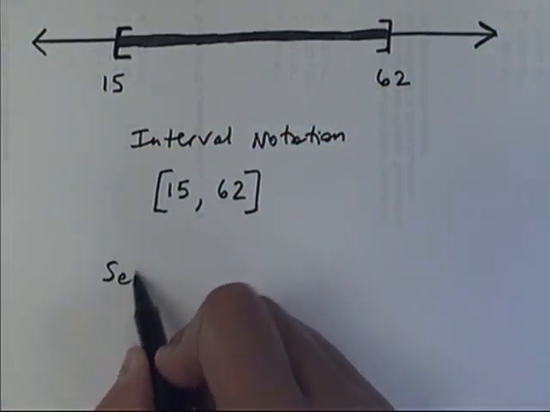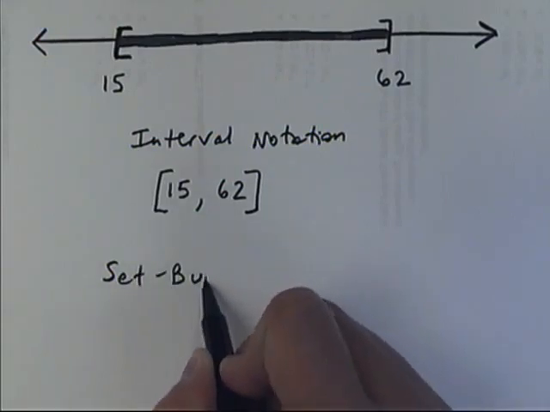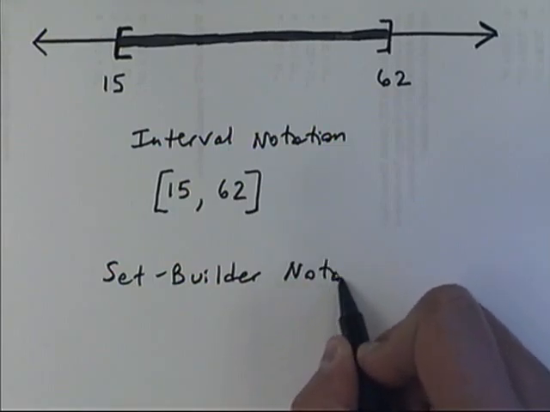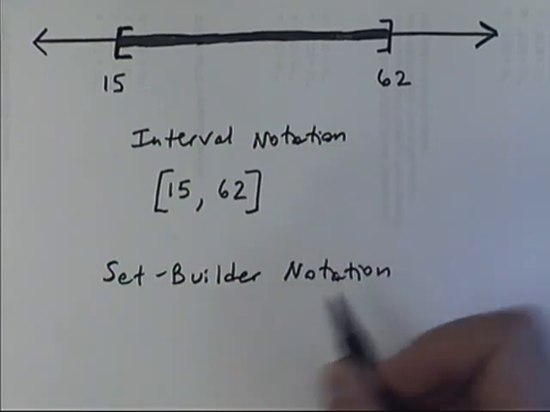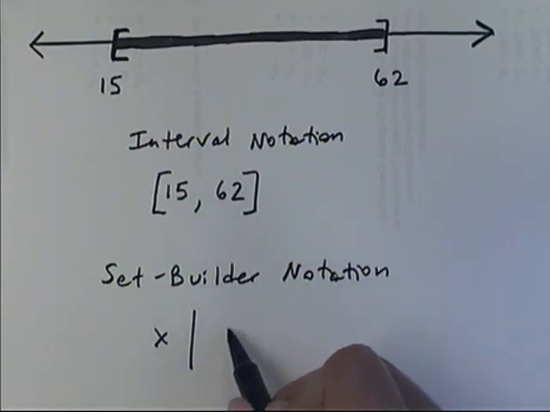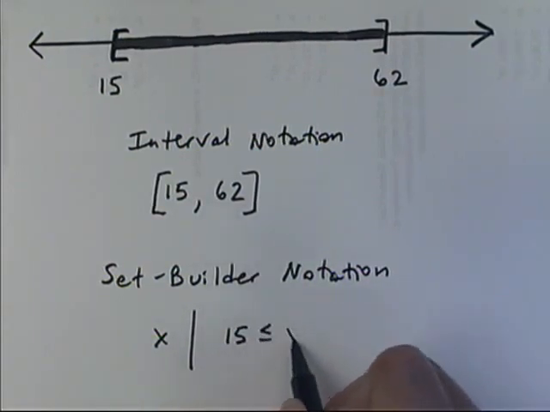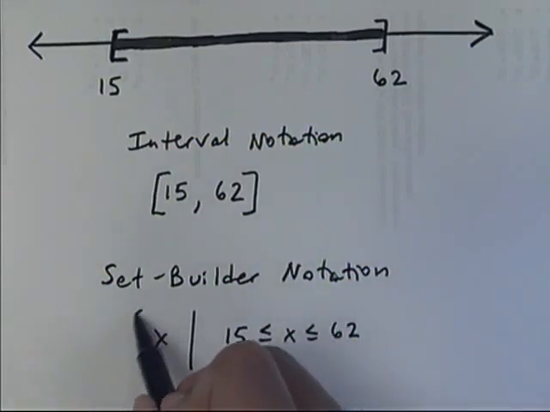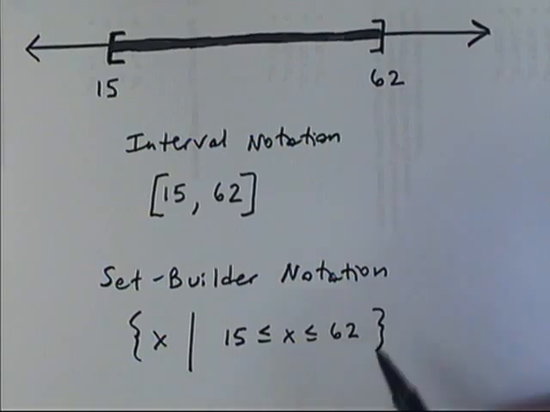Set builder notation is the other way to talk about all the numbers in the set. And that would be all x's such that 15 is less than or equal to x, which is less than or equal to 62. And you put curly brackets on each side, and there you go. We're going to be focusing on interval notation today.